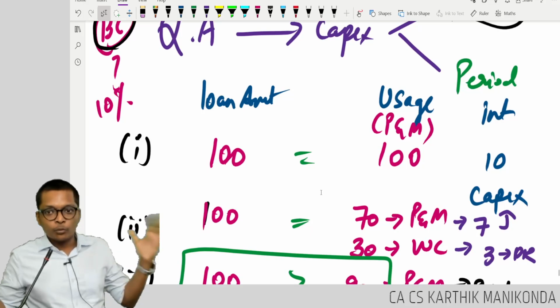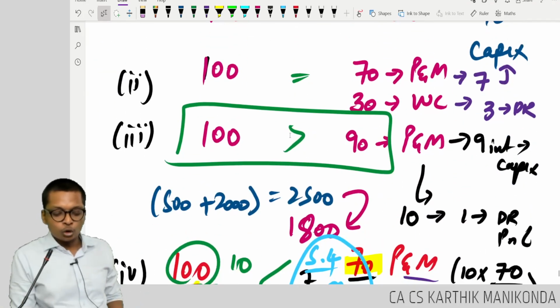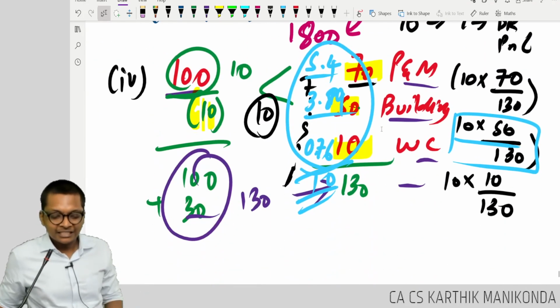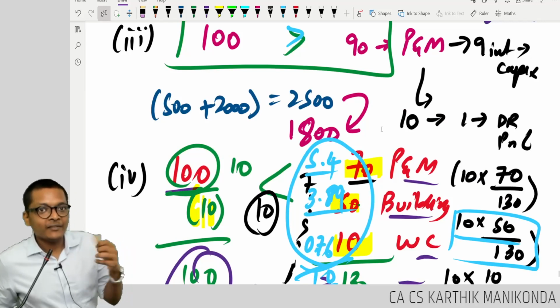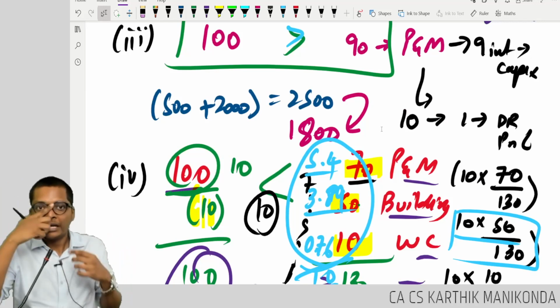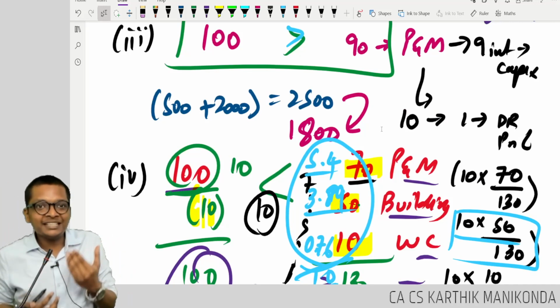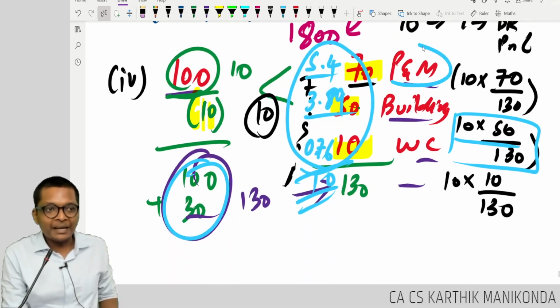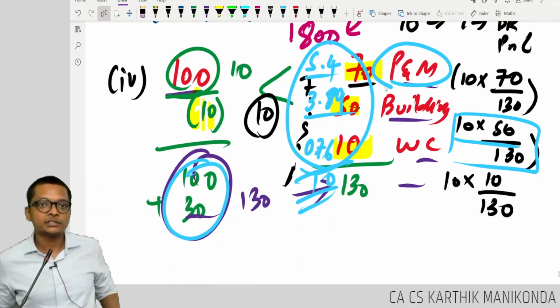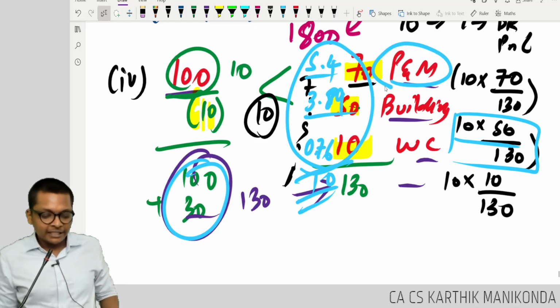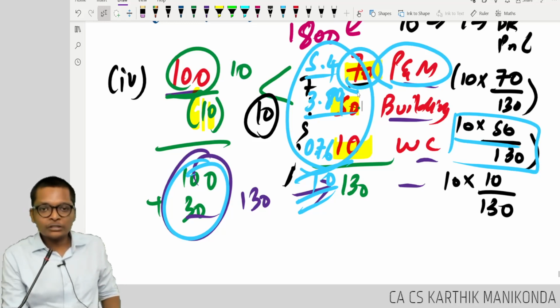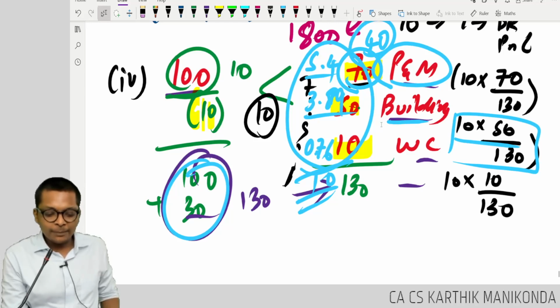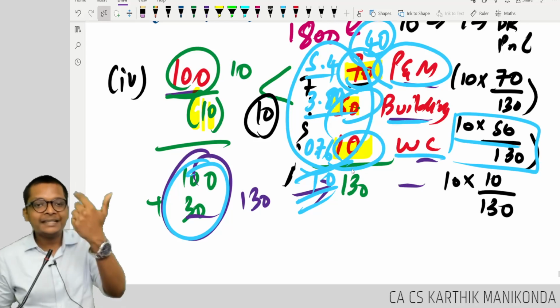So scenario 1, both are same. Scenario 2, loan is more than usage. Scenario 3 is a tricky one where loan is less, usage is more. If the question tells savings is fully used for plant and machinery, then it's easy. No need to do proportionate, because in this 70, if I use savings, how much is from loan? 40. So plant and machinery 40, building 50, working capital 10. Easy, I will do 100.